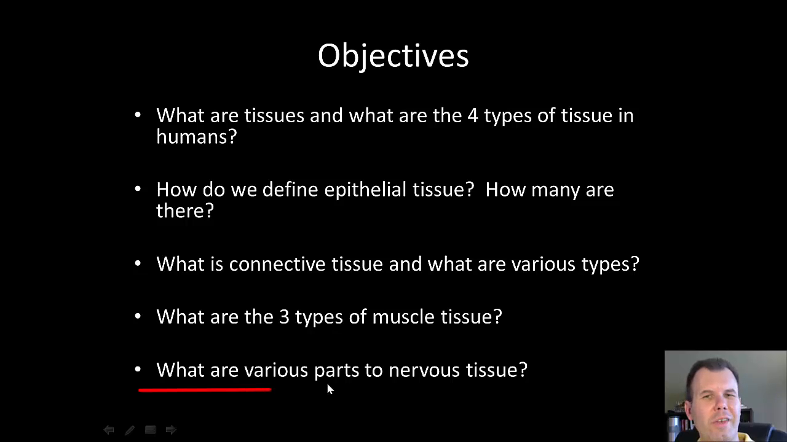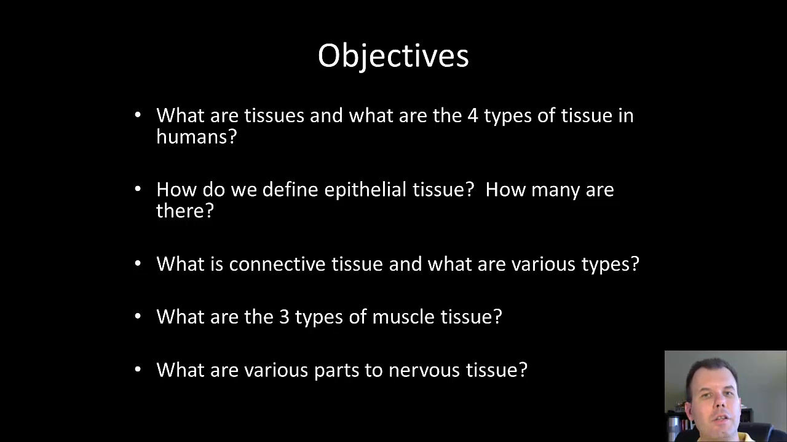Really the only cell of the nervous tissue that we want you to know is the neuron, but we'd like you to know the parts of the neuron. So make sure that you look over these things and really get a good grasp of what makes up the neuron and the nerve cells. Okay, so that's what we're going to be looking at in this lecture today.